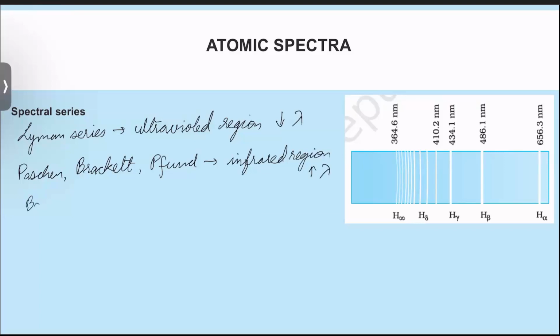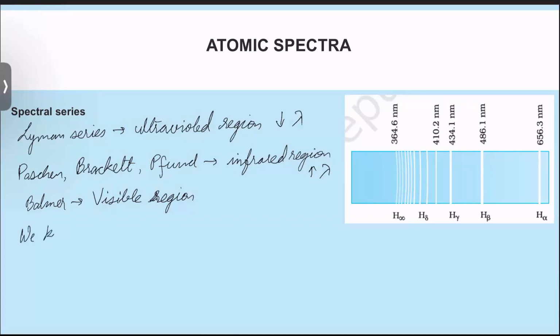And then, as we discussed, Balmer falls in the visible region of the wavelength spectrum. Okay, visible region. Now we saw that we could get different formulas for different series in terms of the wavelength. Suppose we want to write it in terms of frequency.